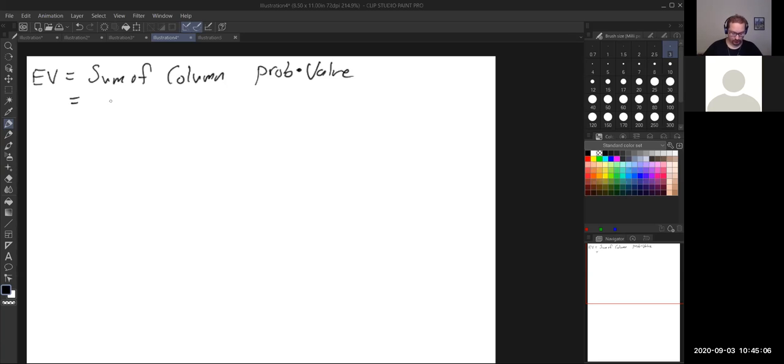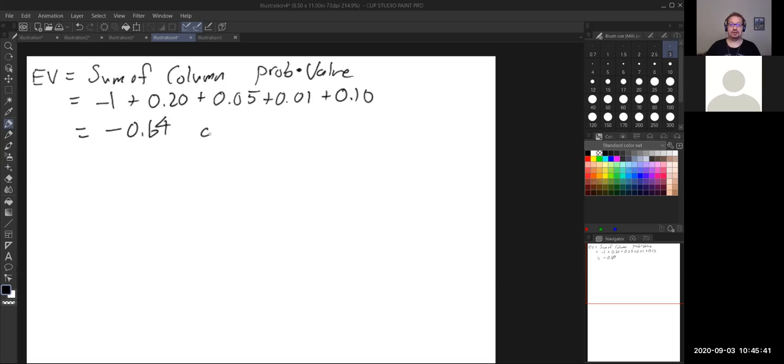So in this case, for this example, that's going to be negative 1 plus 0.20 plus, we had a 0.05 was the next, plus 0.01 plus 0.10. So we're going to just add all of those values in that column together. And we get for our value negative 0.64, or we can think of that as a negative 64 cents. So the expected value for playing this game, once, is a negative 64 cents. So we should expect to lose 64 cents every time we play this game.